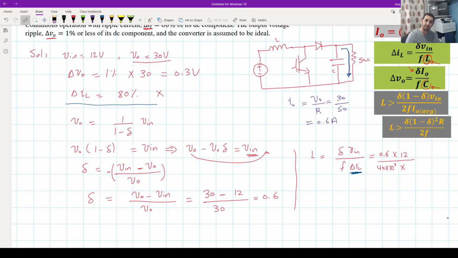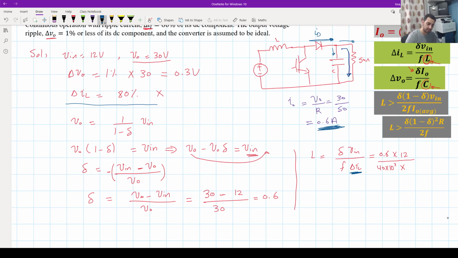of the inductor current, because it's the DC component of the diode current, because that diode current supplies the output current here and also the ripple. So that 0.6 ampere here is the DC component of the diode current ID, but it's not the DC component of the inductor current. What is the inductor current DC component?